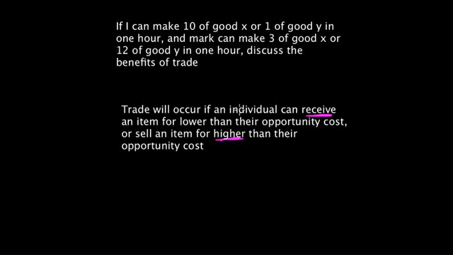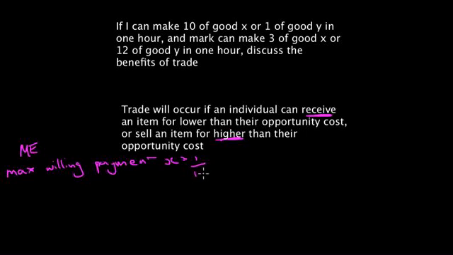So, what would I be willing to pay? Let's say for X. So this is me. If I was going to buy some X, what would be the maximum I would pay for that? The maximum willing payment for X is going to be my opportunity cost for X. So that's 1/10 Y. That's the maximum I'm going to be willing to pay if I wanted to receive some X. And for Y, the maximum I'd be willing to pay is my opportunity cost for Y. So I would pay up to 10X for 1 unit of Y.